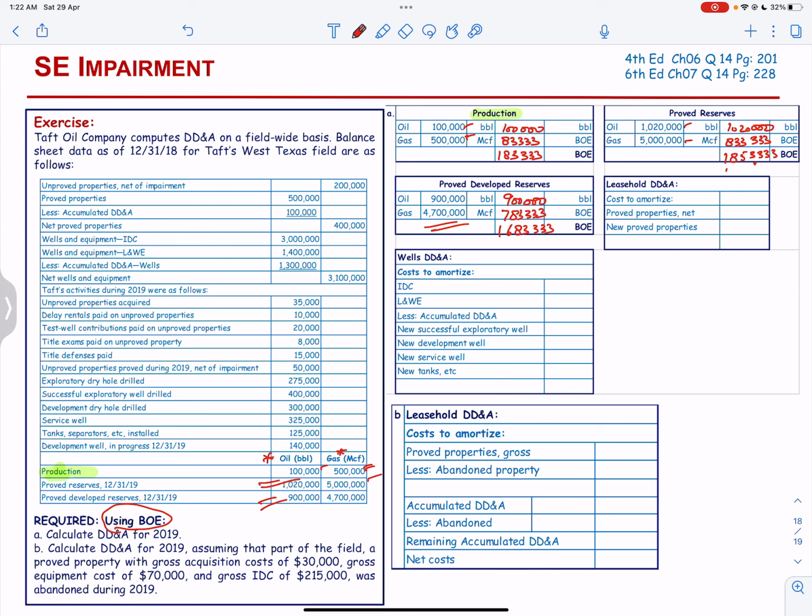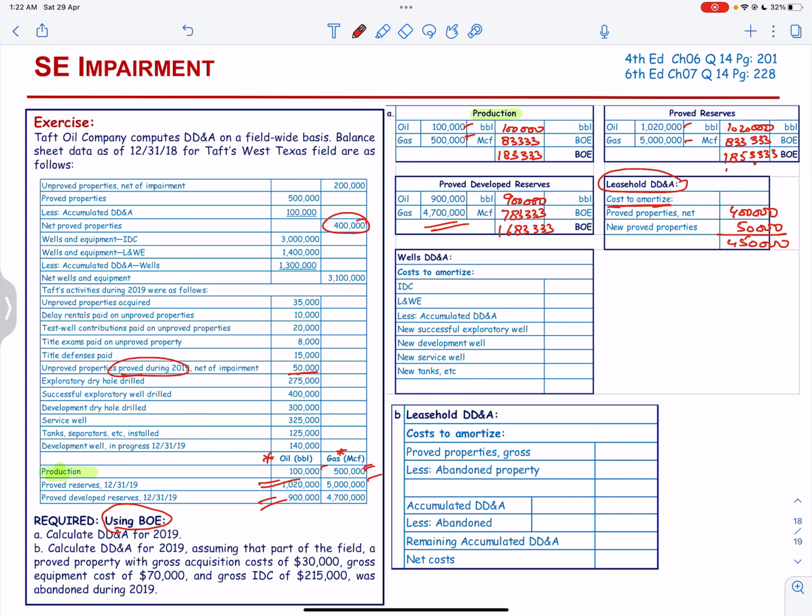Next, we are going to look for the leasehold DD&A, and for that we first calculate the cost to be amortized. So for this we have the proved properties, and that is net, and the amount is 400,000. And you can see that new proved properties were also discovered for 50,000. So the total is 450,000.